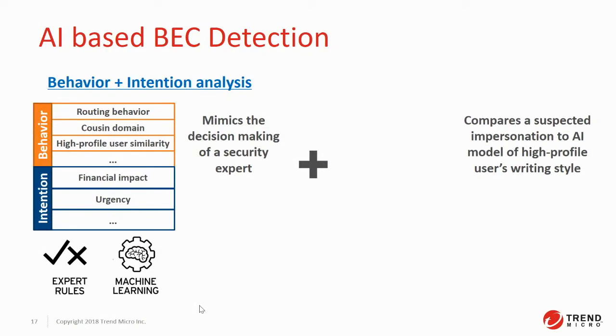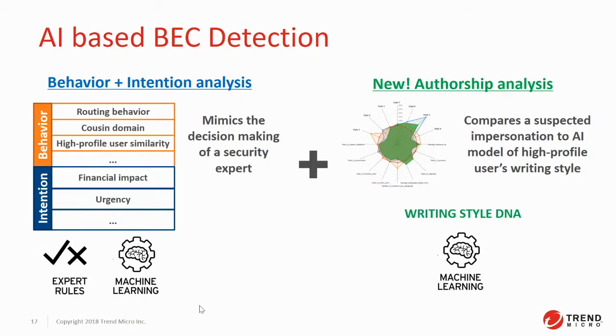On top of the machine learning, we focus on the behavior and the intention analysis. On top of that, we built something called writing style DNA, where we can build a baseline for how high profile users write their emails. In case someone is impersonating a high profile user and trying to send an email on his behalf, we can detect any variance from his usual way of composing emails, so that we can detect it and notify the recipient and the security admin as well.